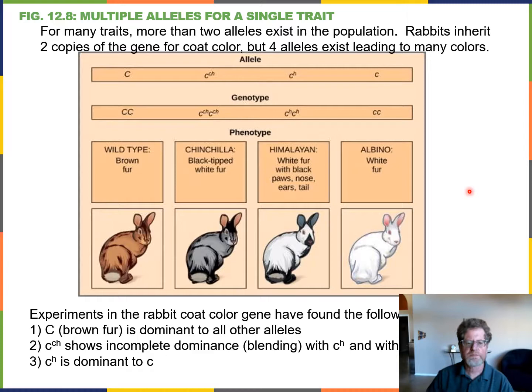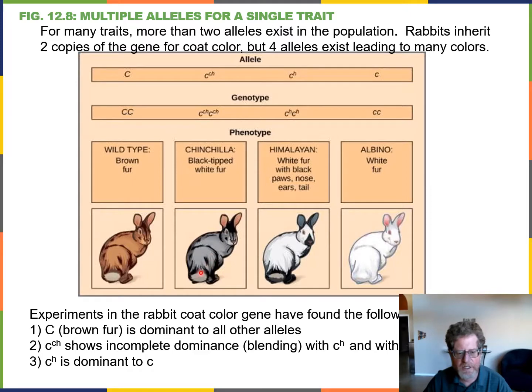Okay, here's a situation where there's a single gene on a chromosome. We get two forms of it, but instead of being present in only two alleles, it's present as 4 alleles. So this leads to rabbit coat color. The 4 alleles are capital C, that's the brown fur color, and it's a capital letter because that's dominant. No matter what the second allele is, if you have a capital C, you have brown fur.